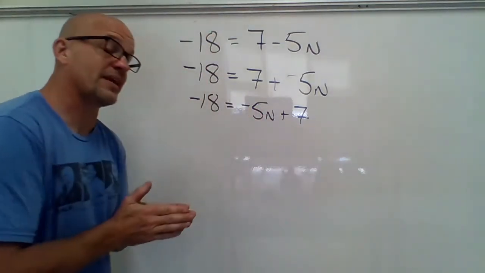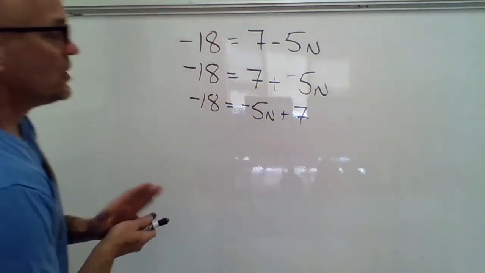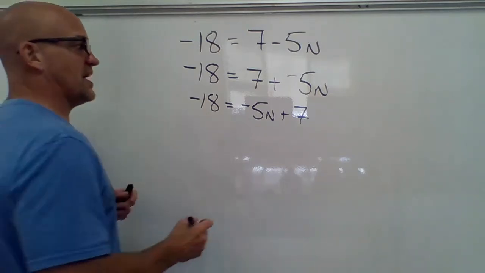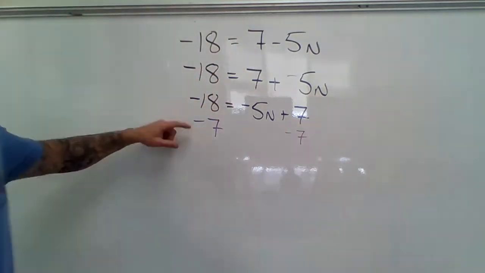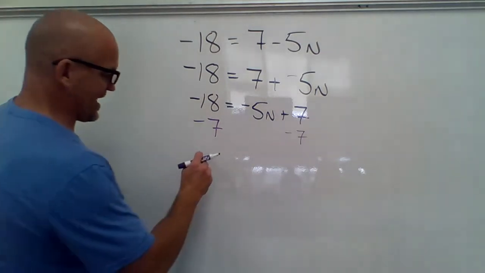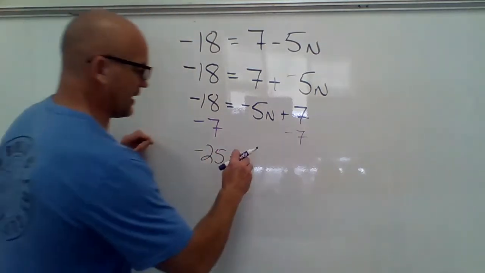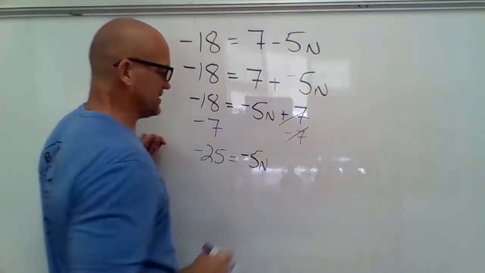-5 attached by multiplication, 7 attached by addition. This is what happens when your brain gets ahead of your mouth. So now I'm going to solve that by following my order of operations backwards. I'm going to get rid of that +7 by subtracting 7. So if I take -18 and I subtract 7, I'm going to get -25. And that's going to equal -5, and this plus 7 minus 7, that cancels out.